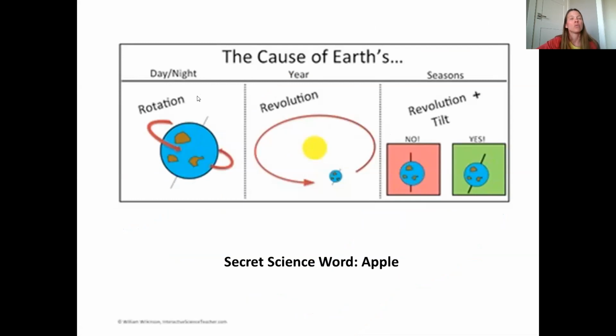Okay, so let's give a brief recap before you move on to looking at the other portion of today's lesson. Okay, rotation, or the spinning of the earth, is what is causing our night and days. This is a 24-hour rotation. Okay, revolution. Revolution is the movement or the orbiting of the earth around the sun. We revolve around the sun once every 365 days. And lastly, revolution with the tilt of the earth, which is at 23 degrees, is what is providing our seasons.